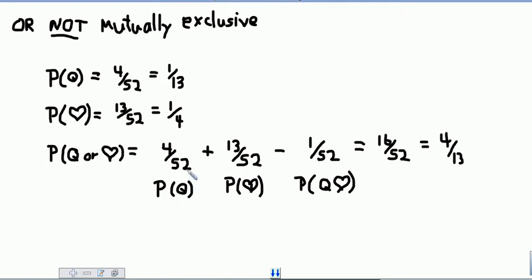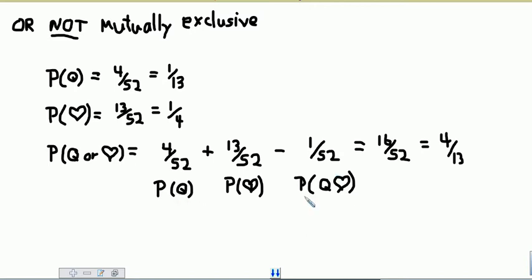The probability of getting a queen is 4 out of 52. The probability of getting a heart is 13 out of 52. So if we just add those together, we get 17 out of 52, but there's a problem. There's a queen of hearts in this deck. These are not mutually exclusive events. I have counted the queen of hearts here as a heart, and I've counted it here as a queen.